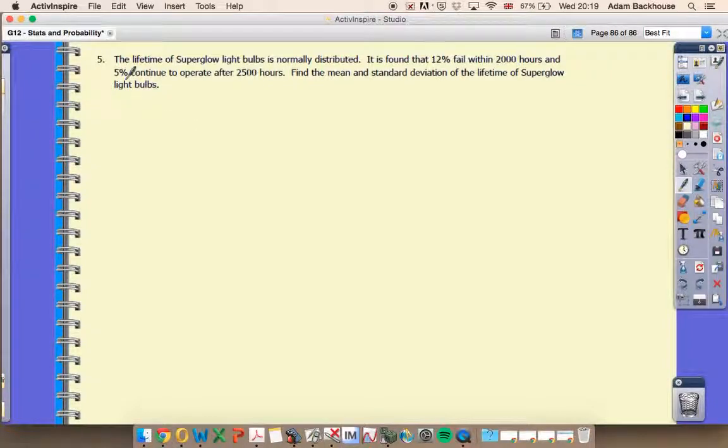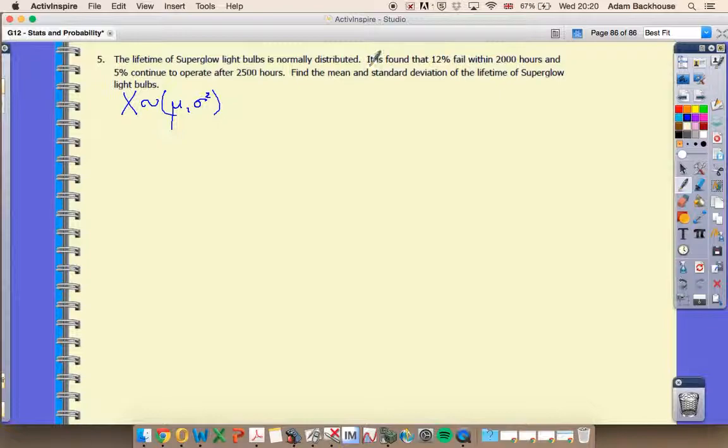So, reading through the question, we're told that the lifetime of some light bulbs is normally distributed. So, let's just start with that. I don't see any information about the mean and standard deviation. There we go, we can pick it up here. Find the mean and standard deviation. So, clearly, I'm not being told those, and that's what I need to find. So I've got two things I need to find from this.